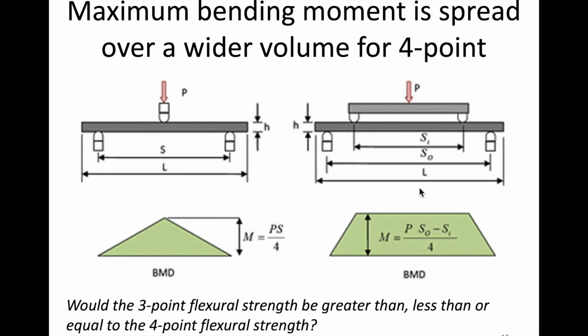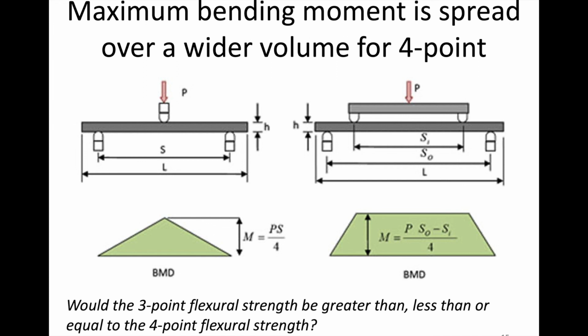In 4-point, the maximum bending moment is actually spread out along the entire top span, that whole distance, and then it goes down in this region here and over here. So the maximum moment is spread out over a much wider region. What I want you to do is think about how that would affect the 4-point flexural strength compared to the 3-point flexural strength.